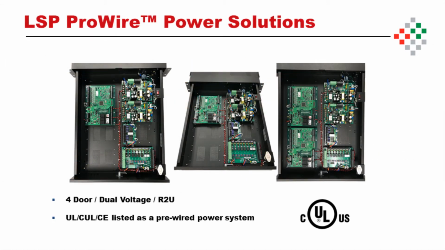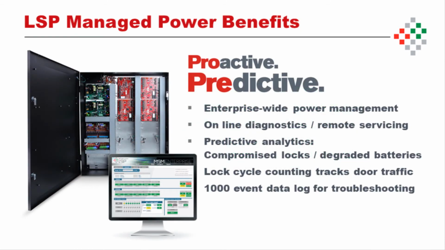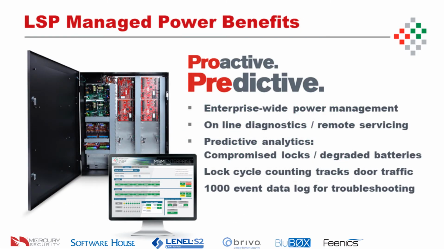Investigate the Gemini RG series for rack mount application of access control when the A&E specifies racks rather than wall mount. All major access manufacturers are provided. Direct software integration is currently available for Mercury, Lenel OnGuard, Software House C•CURE, Feenics, Vanderbilt, and Blue Box, with more on the way.